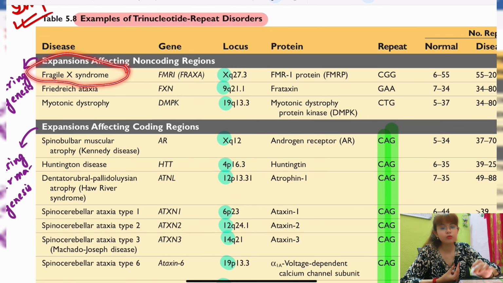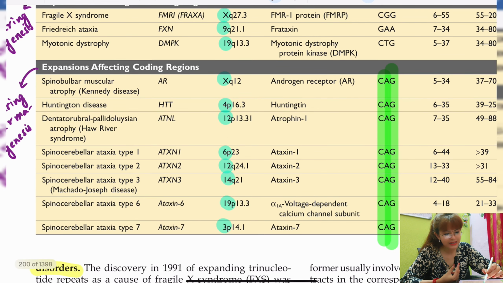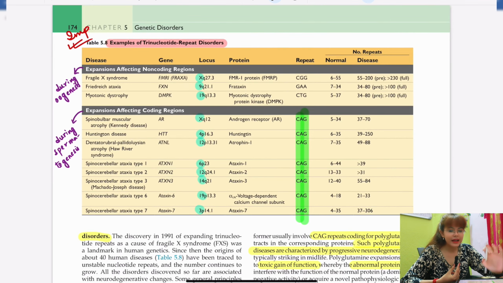Fragile X syndrome, the chromosome affected is the X chromosome. Myotonic dystrophy, chromosome 19. Spinobulbar muscular atrophy or Kennedy disease, the X chromosome. Huntington disease, chromosome 4. Haw River syndrome, 12. Spinocerebellar ataxia type 1 is 6, type 2 is 12, type 3 or Machado-Joseph disease is chromosome 14, type 6 is chromosome 19, and type 7 is chromosome 3. Again, this is a very volatile chart, but very important.